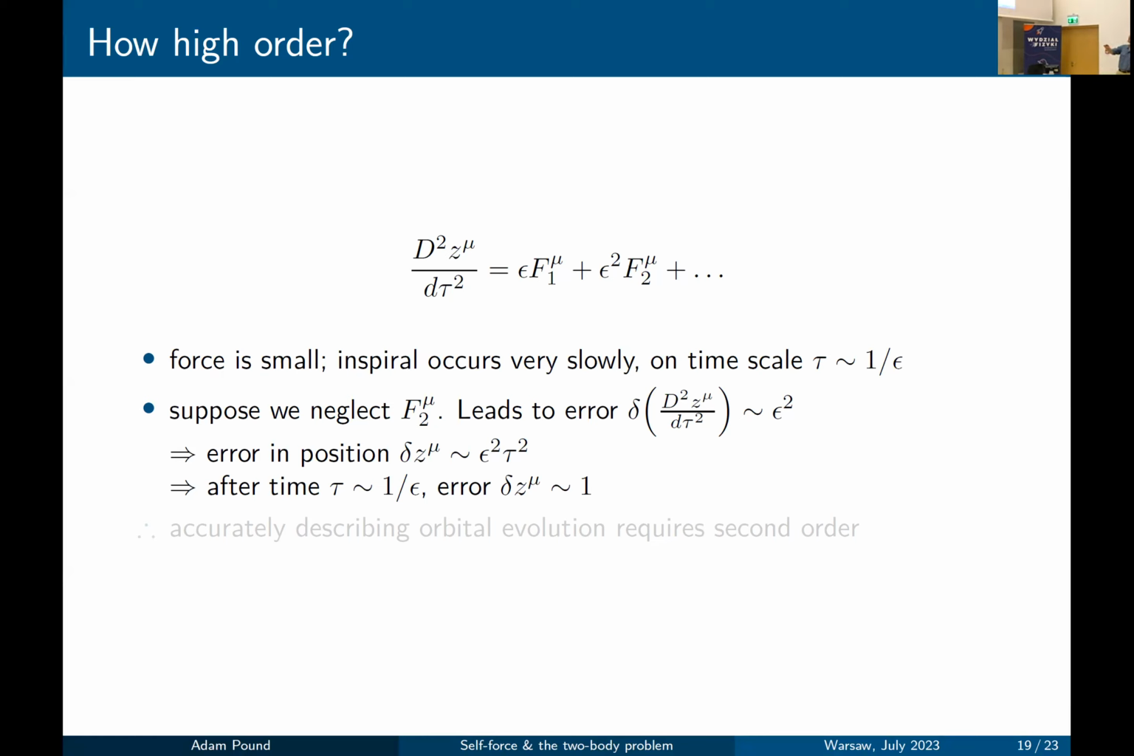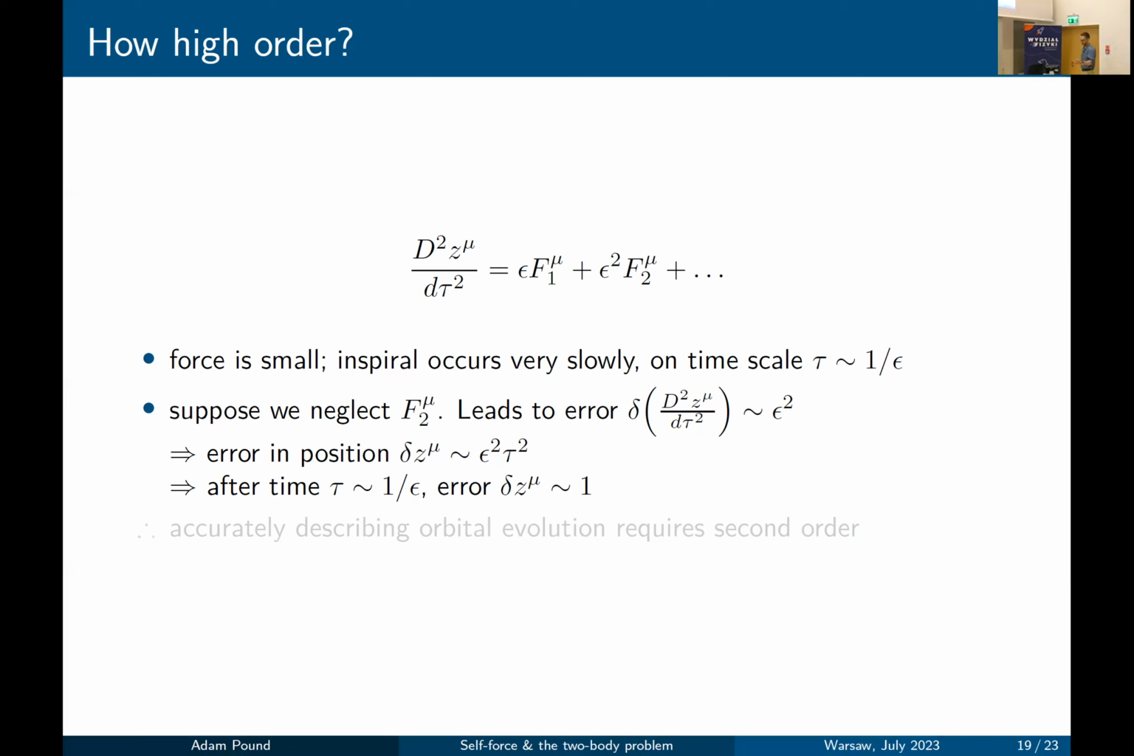So the inspiral occurs very slowly because the perturbing force is small. And as I said earlier, the evolution of the system is on this time scale 1 over the small mass ratio. Now suppose that we neglect this second order term. So we have an error in the acceleration. This is of order epsilon squared. If you just naively integrate twice with respect to time, then you get an error in position that's of order epsilon squared times tau squared, where tau is the overall time you're looking at. So if we're interested in a time scale 1 over epsilon, and we plug that in here, the epsilons cancel, and we get an order 1 error in the position of the small body.